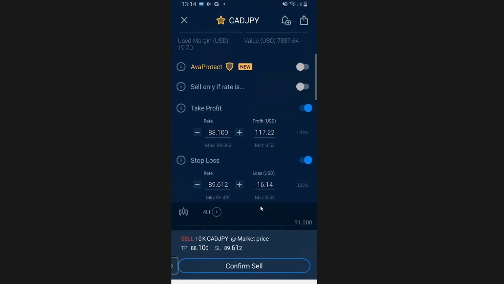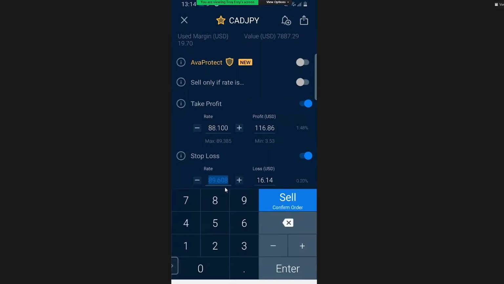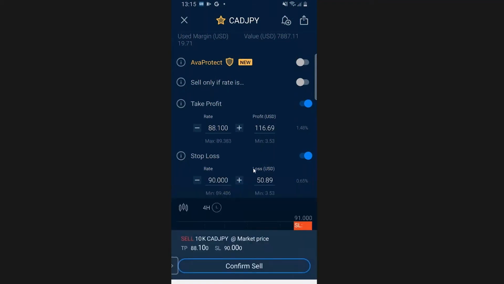Remember, it said if it gets above 89.95, then it's no good anymore, right? That's what they told us in the signal. So if I go 90 even, then if it hits 90, it broke above the resistance and I'm out. So now I see, okay, I'm risking 50 to make 117.